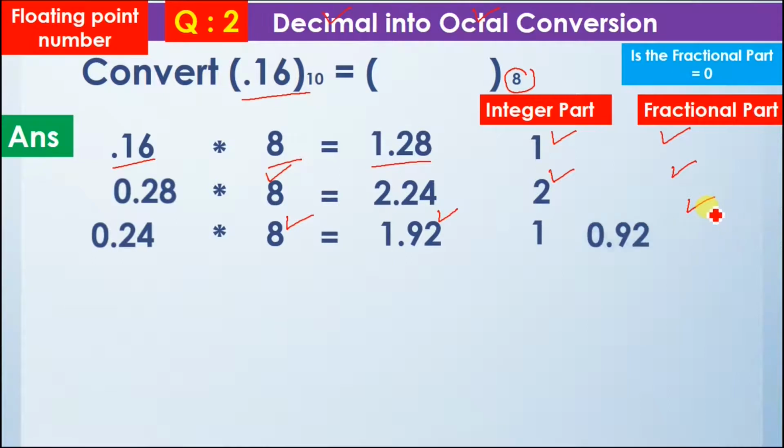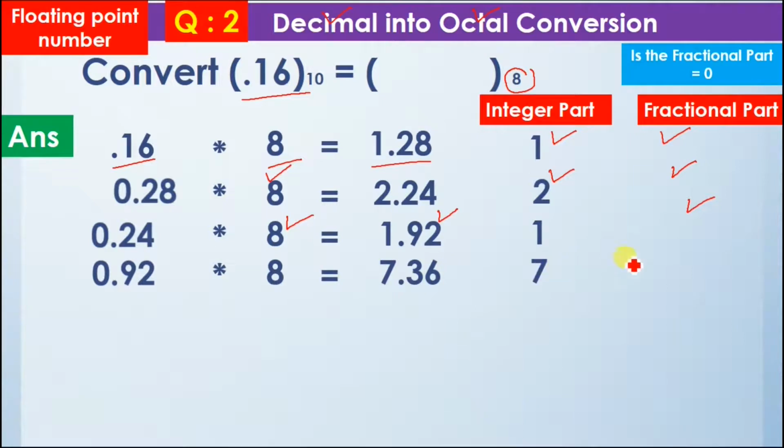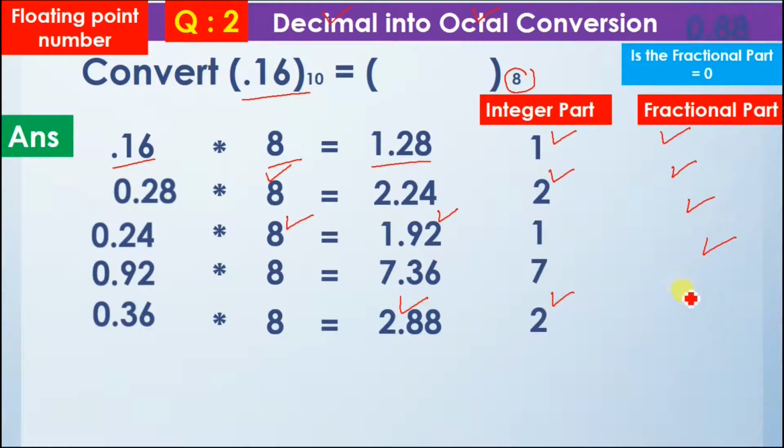Again not 0, so 0.92 will come here and we will multiply it by 8. It is equal to 7.36. So the integer part is 7 and the fractional part is 0.36. Again not 0, so we will multiply 0.36 by 8 and the answer is 2.88. So the integer part is equal to 2 and the fractional part is equal to 0.88.